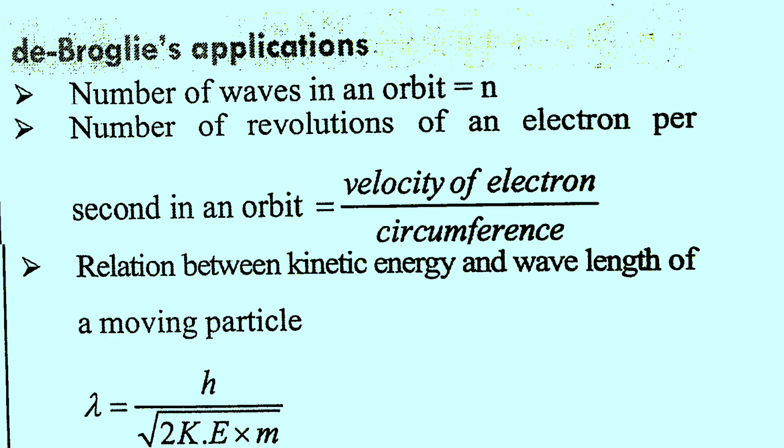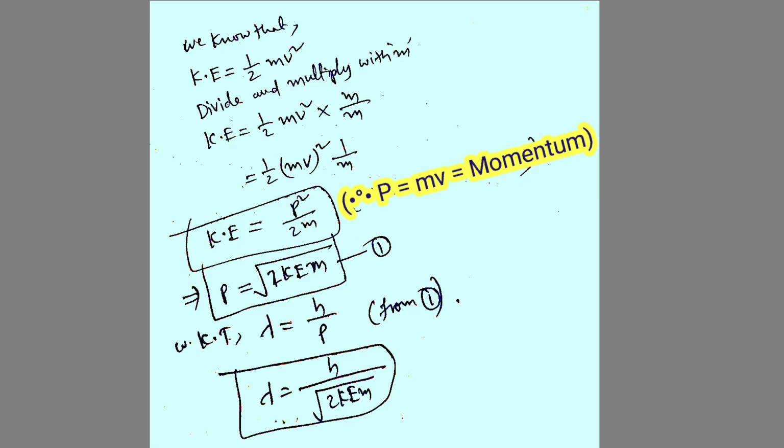Now let me derive that relation. We know that kinetic energy is equal to half mv squared. Divide and multiply with m, then we get kinetic energy is equal to half mv squared into m by m, that is equal to half (mv) whole squared into 1 by m. We know that mv is equal to momentum.